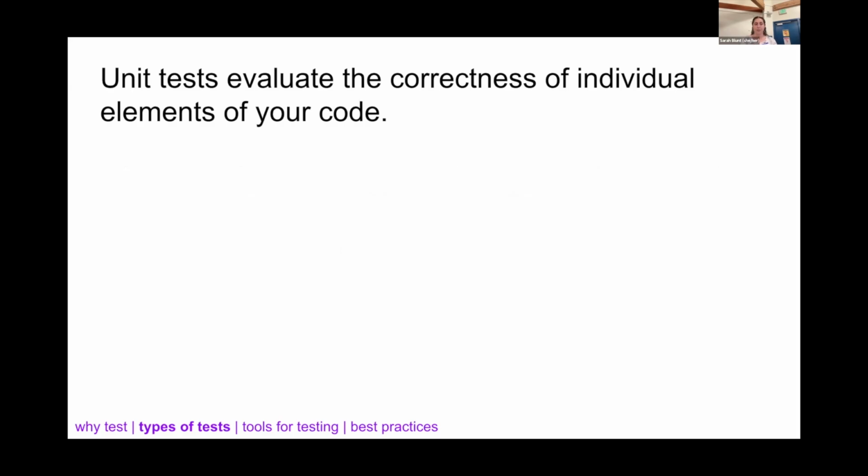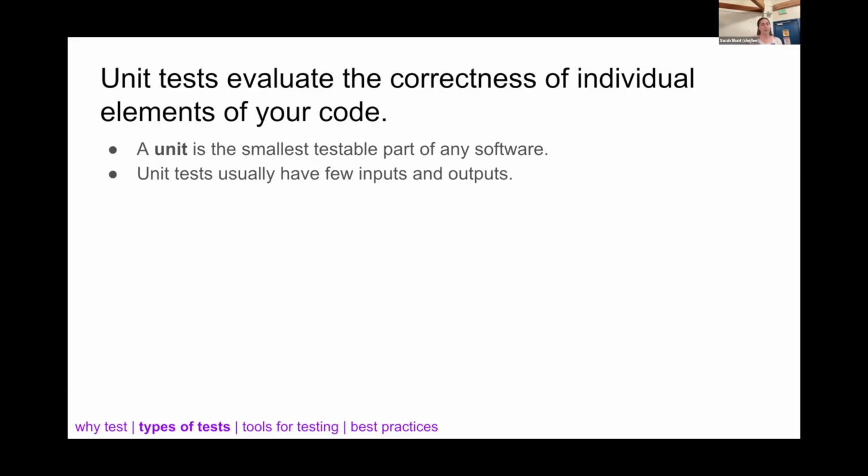All right, so now let's talk about different types of tests. One of the goals for this lesson is for you to understand the difference between unit tests and end-to-end tests. Unit tests evaluate the correctness of individual elements of your code. So you can think about this as testing on a very small scale. End-to-end tests, on the other hand, are going to test on a very large scale. A unit is the smallest testable part of any software. So this might be testing an individual function, for example. Unit tests generally have few inputs and outputs.